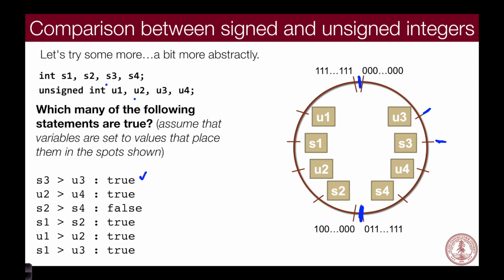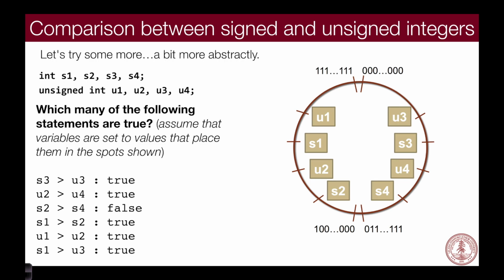All right, well, U2 is over here on the number line, and U4 is over here. If we're talking about unsigned comparisons, remember the unsigned numbers just get bigger, bigger, bigger, all the way up to the biggest unsigned number up here. So is U2 greater than U4? Sure it is. It's bigger on the number line.